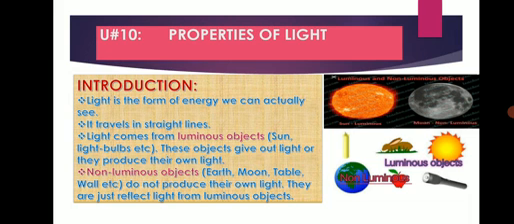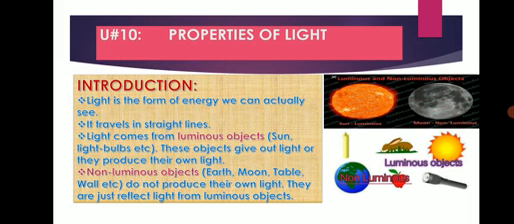Now, why is it a form of energy? Because it enables us to see. With the help of light, we can see the objects around us. And the property of light is that it travels in a straight line. The light always travels in a straight line. There are some different sources of light through which we can get light.